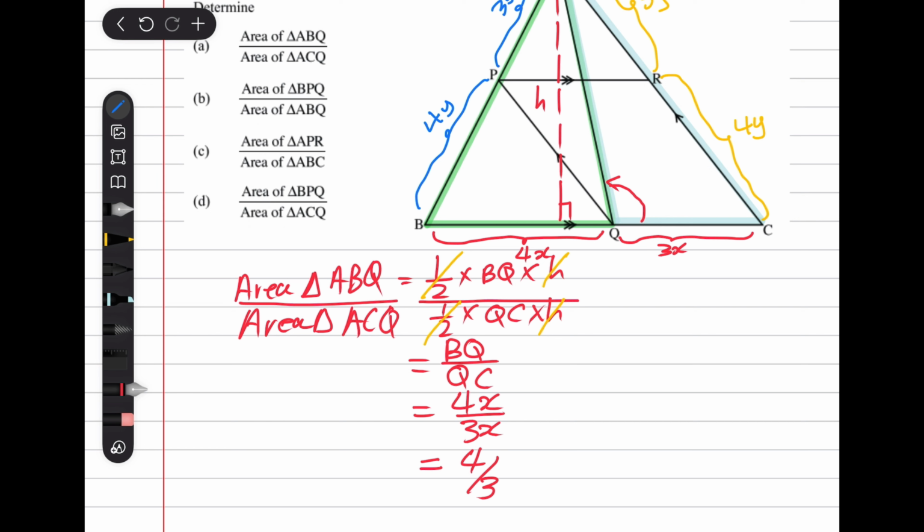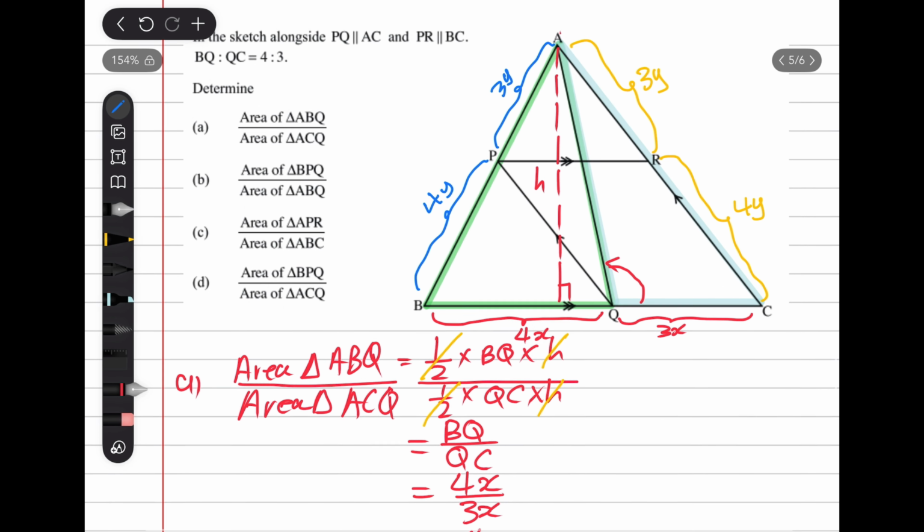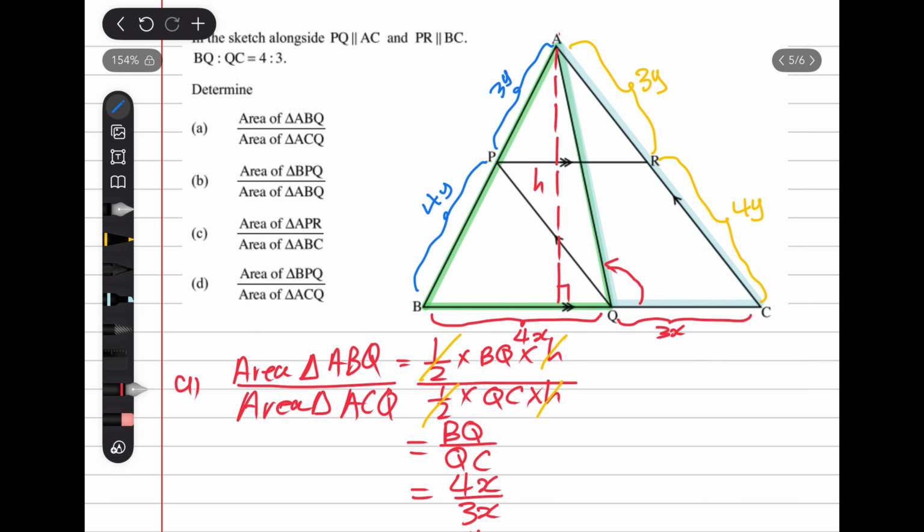So this is how we answer the first question. You can see that the two triangles are sharing the same vertex. Therefore, we use the fact that when two triangles share the same vertex, they have the same height. And if two triangles have the same height, the ratio between their areas is the same as the ratio between their bases. So that's how we answer our first question.